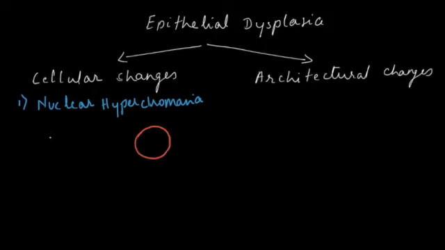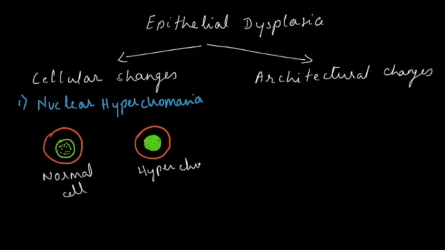So here I am drawing two cells with the nucleus. One is the normal cell, and here is the dysplastic cell with hyperchromatic nuclei. You can see that the nucleus has taken up darker stain. Generally these are H&E stained cells, that is hematoxylin and eosin stained cells, and hematoxylin stains the nucleus, and you can see the nucleus as a dark blue ball inside the cell, and this is nuclear hyperchromasia.